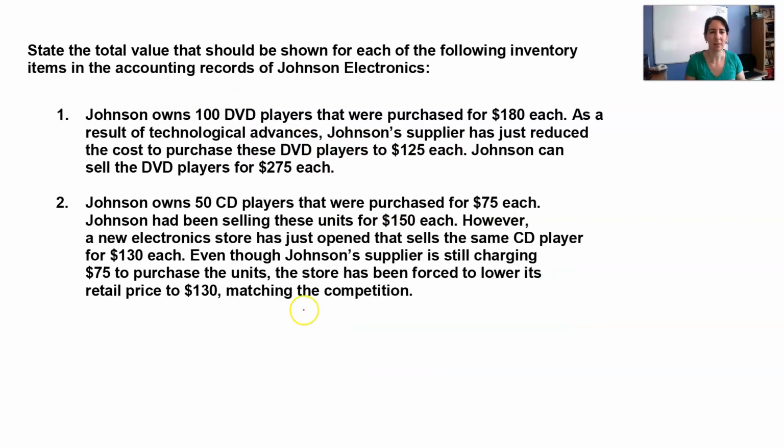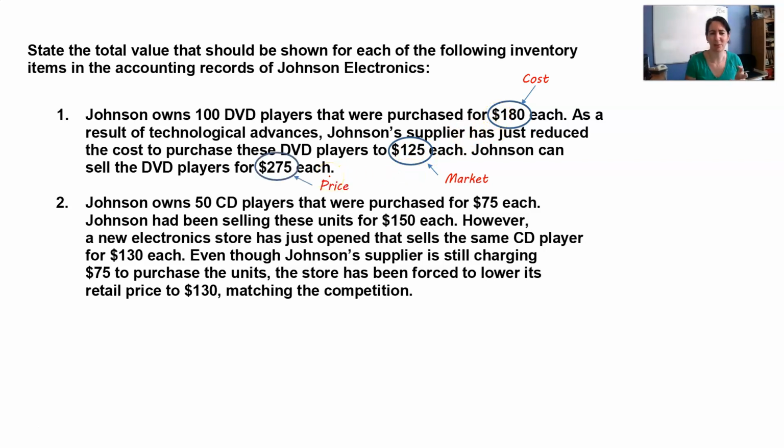Okay. So just a little illustration here. Johnson owned 100 DVD players purchased for $180 each. As a result of technological advances, the supplier has just reduced the cost to purchase the DVD players to $125 each. Johnson can sell the DVD players for $275. Okay, lower of cost or market. Well, there's our cost, $180. That's what we purchased it for. The market replacement cost is $125, so I can really buy more DVD players for $125. That means that the market price is lower than the cost.